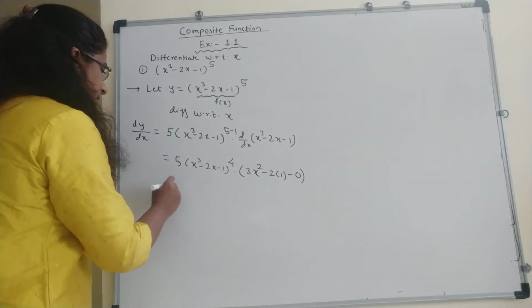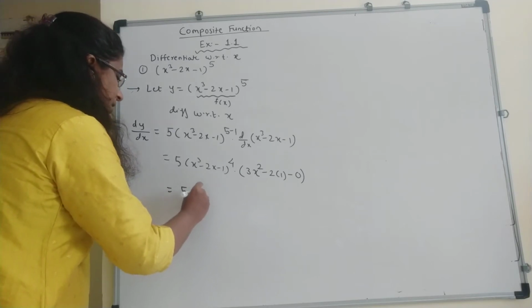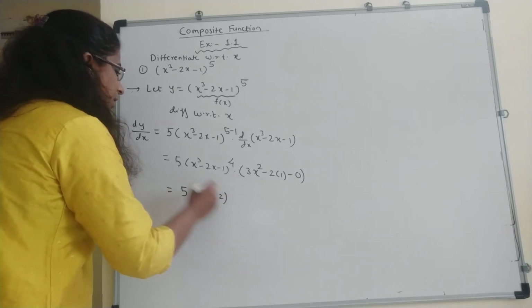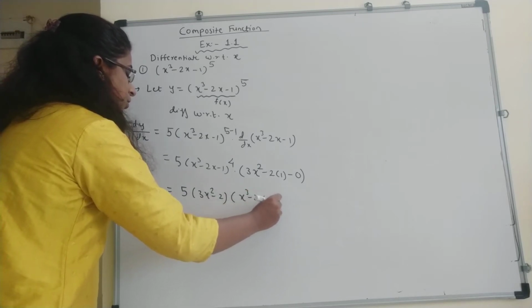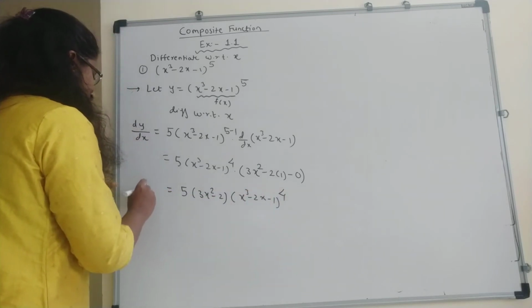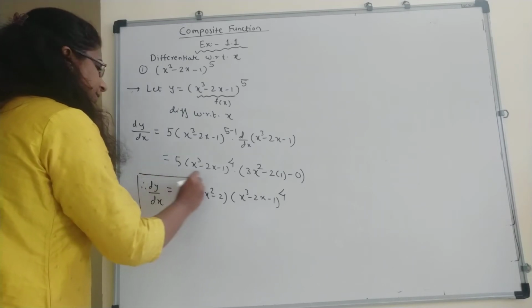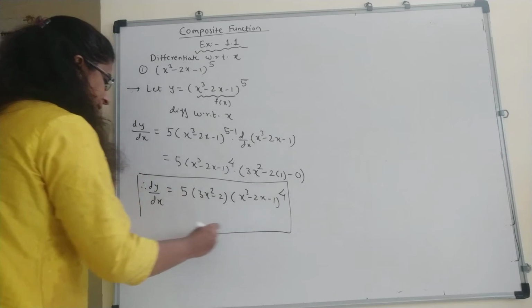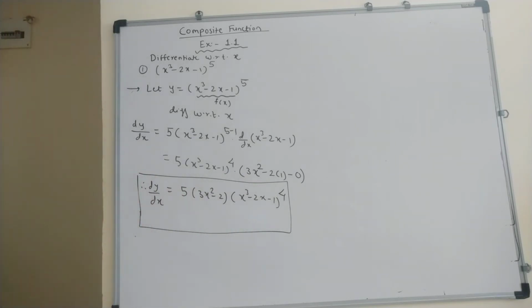And so your final answer is 5 times, it is 3x square minus 2, multiplied by this bracket raised to 4. So this is your final dy by dx value. So based on these basic concepts only, these formulas are there. Now we'll consider the next question.